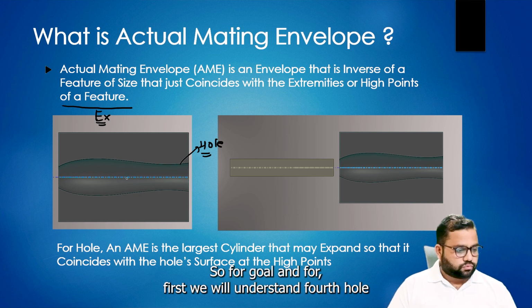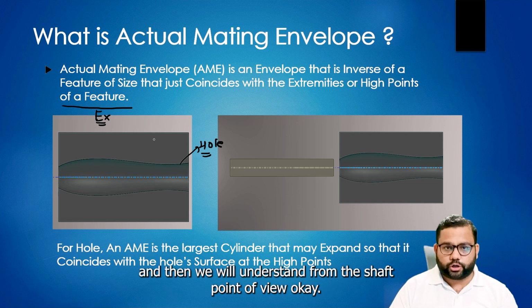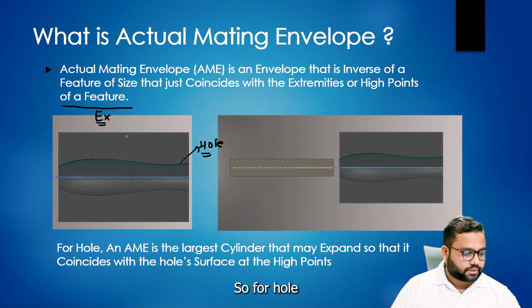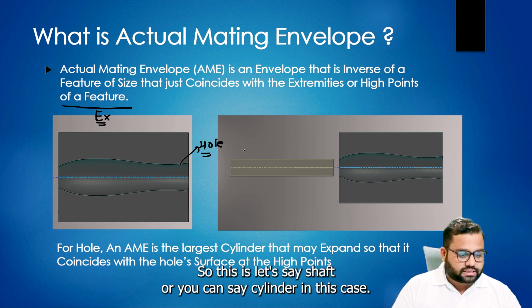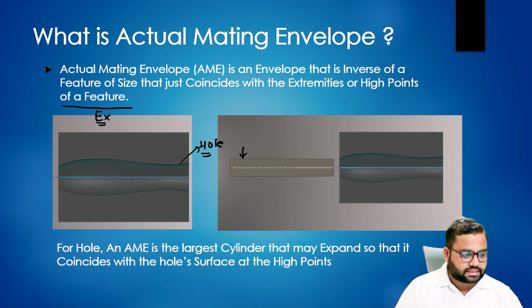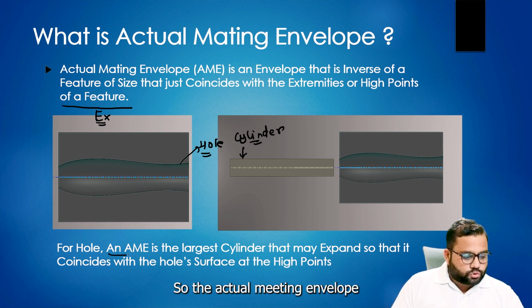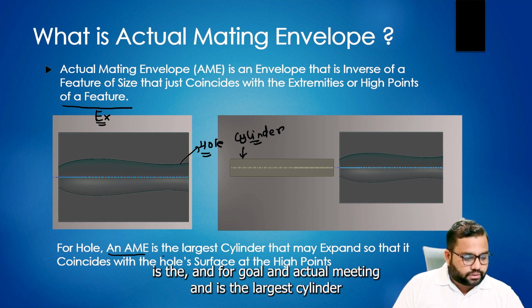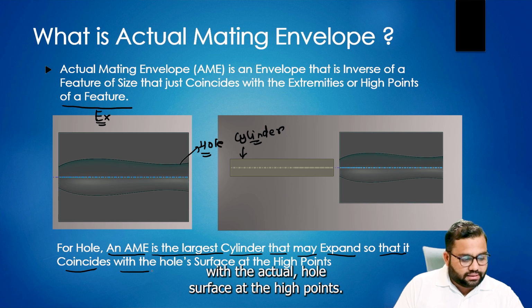To understand this better, we take this example. First we will understand for hole, and then we will understand from the shaft point of view. For hole, the actual mating envelope is the largest cylinder. Let's say this is a shaft, or you can say a cylinder in this case. For a hole, an actual mating envelope is the largest cylinder that may expand so that it coincides with the actual hole surface at the high points.